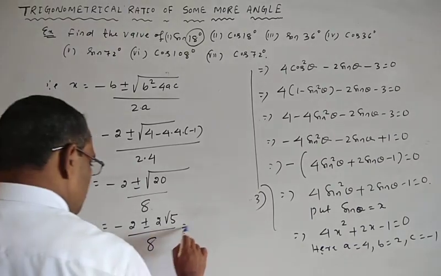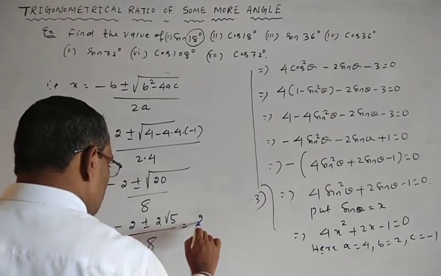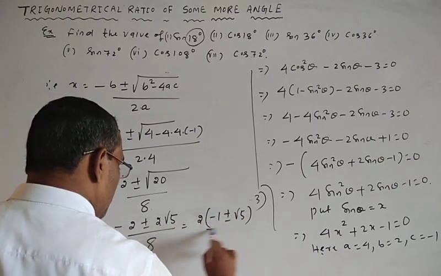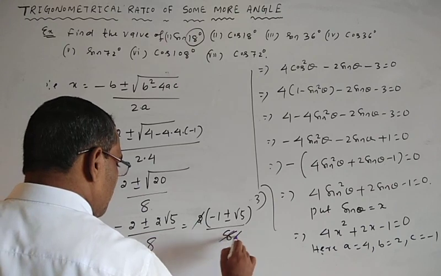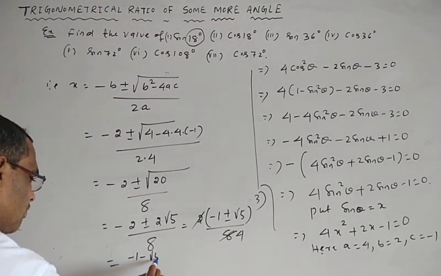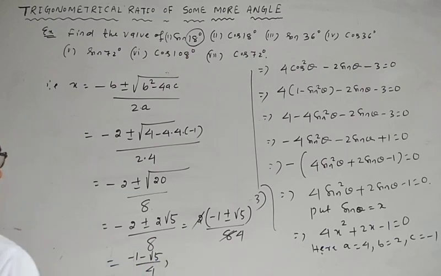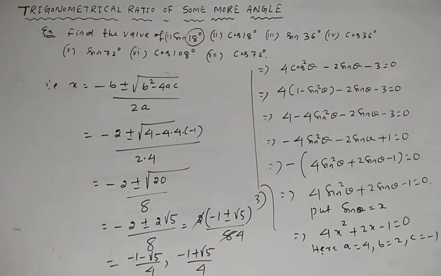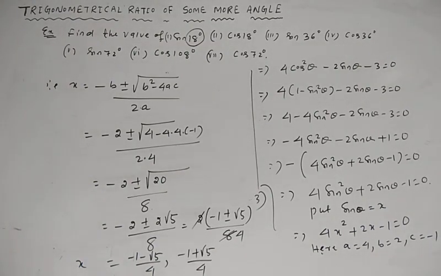Taking 2 common, this is minus 1 plus or minus root 5 by 8, and 2 and 4 cancel. So this is equal to minus 1 minus root 5 by 4, and the other value is minus 1 plus root 5 by 4. So this is the x. So x is equal to minus 1 minus root 5 by 4, and the other value is minus 1 plus root 5 by 4.